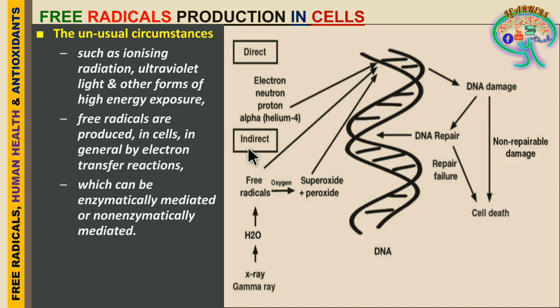Now when you consider the indirect form, here you can see that the x-ray or gamma rays show an impact on the water molecules, where it generates free radicals, releasing oxygen, which again gets converted to the superoxide and the peroxides.